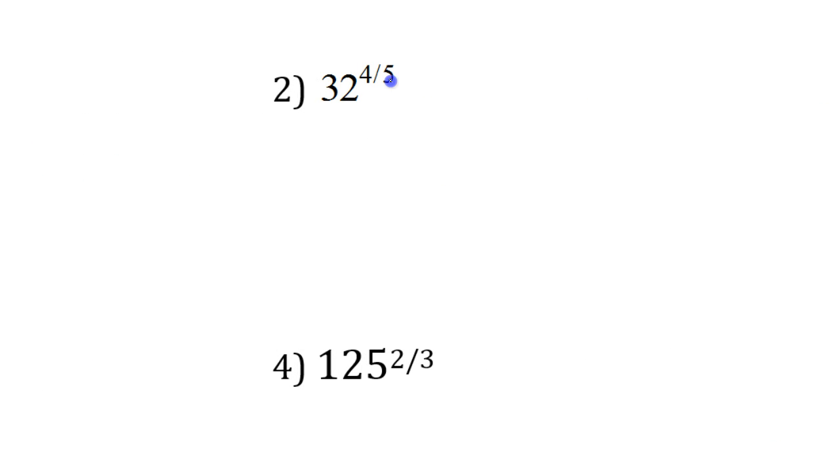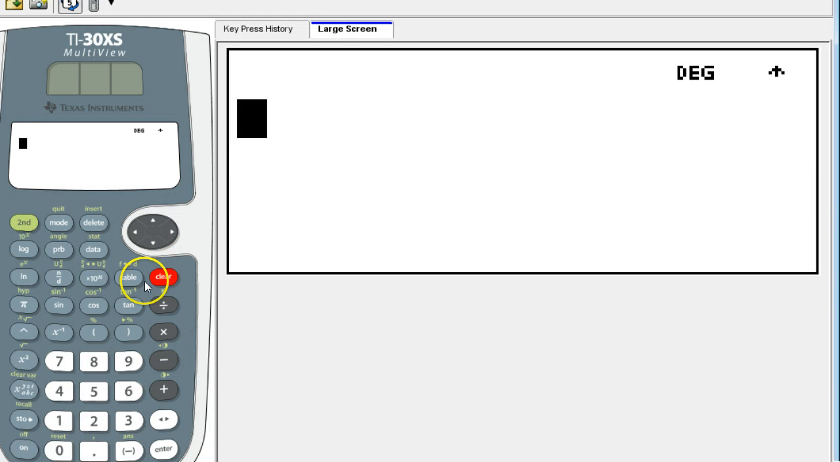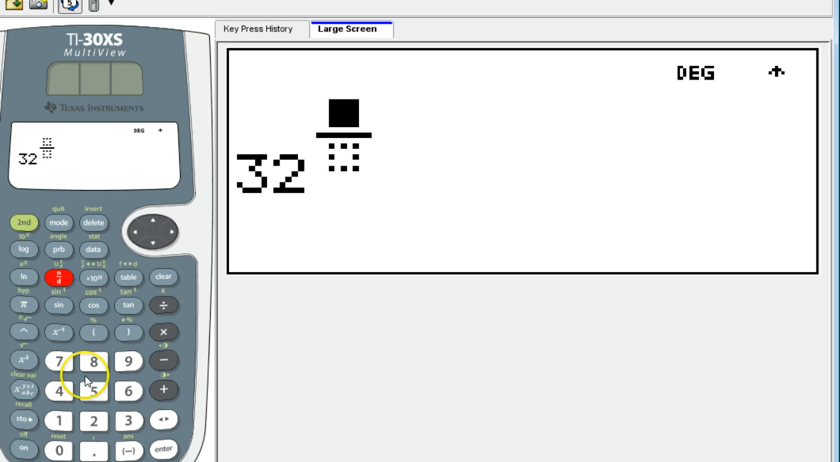Number 2. Let's see if we can put this in our calculator. 32 to the 4/5 power. So there's 32 to the fraction 4/5. Oh, look at that. That's 16.